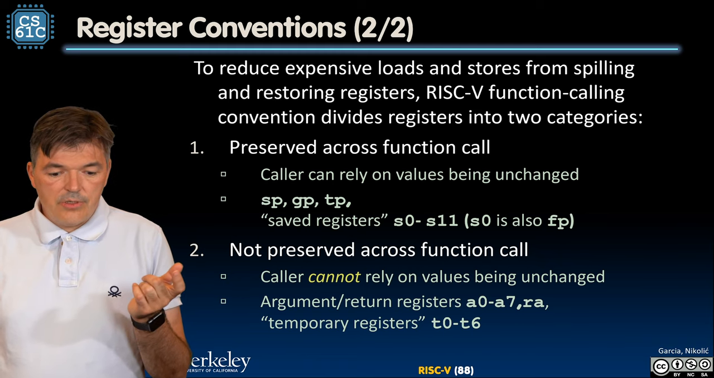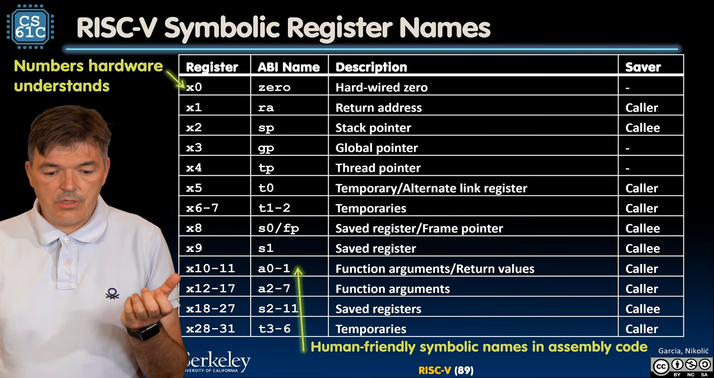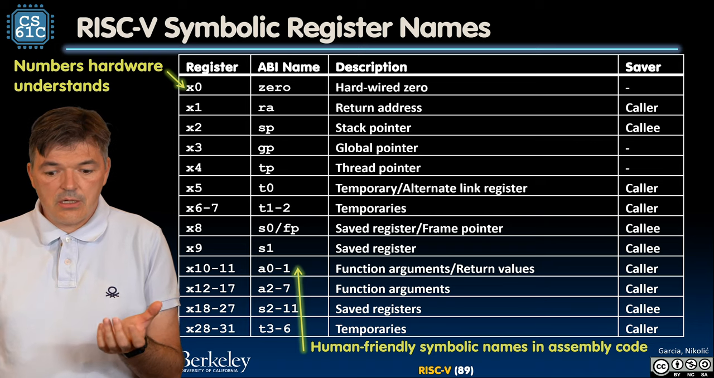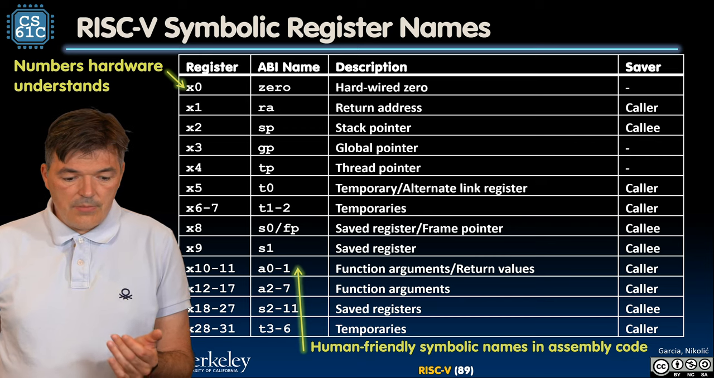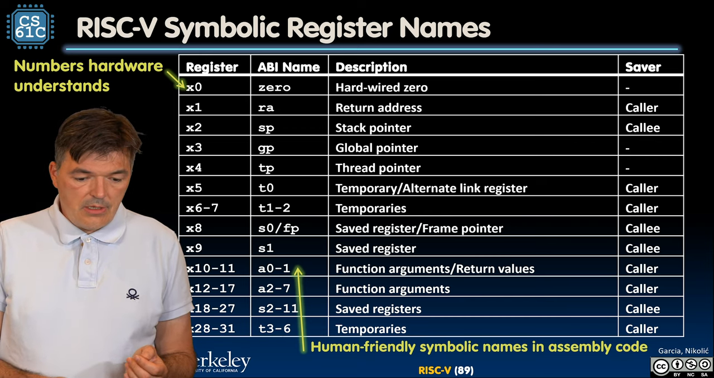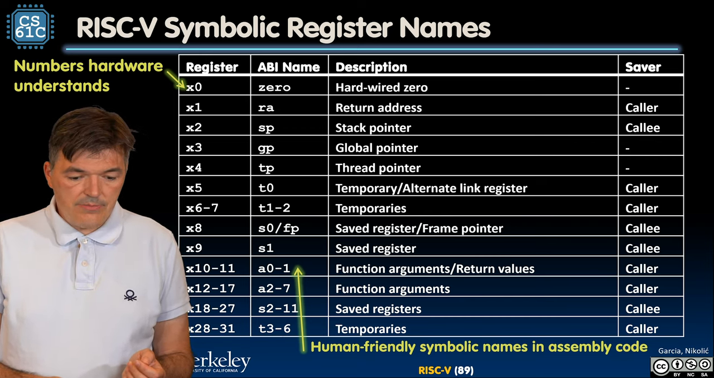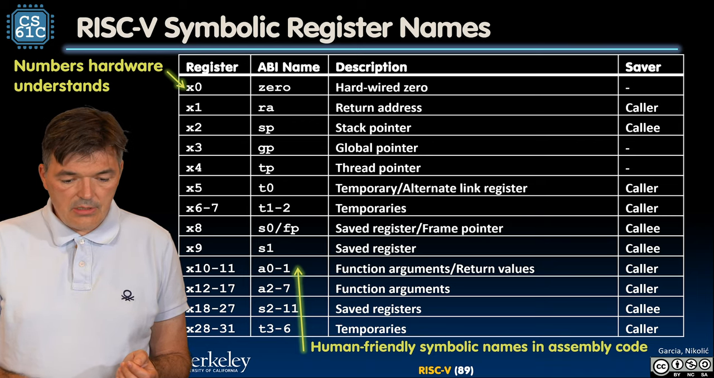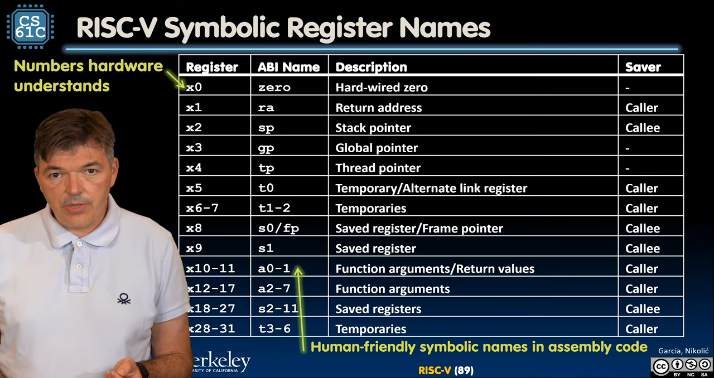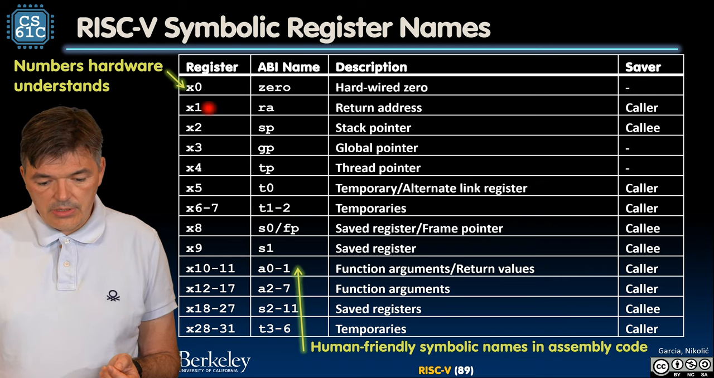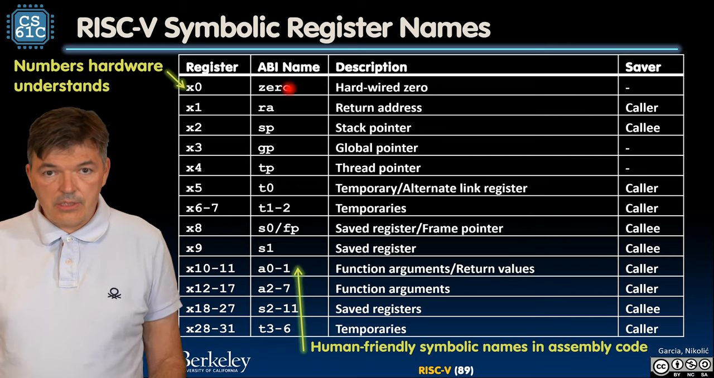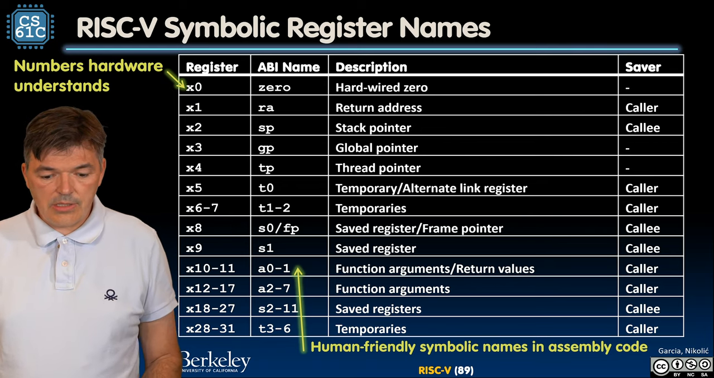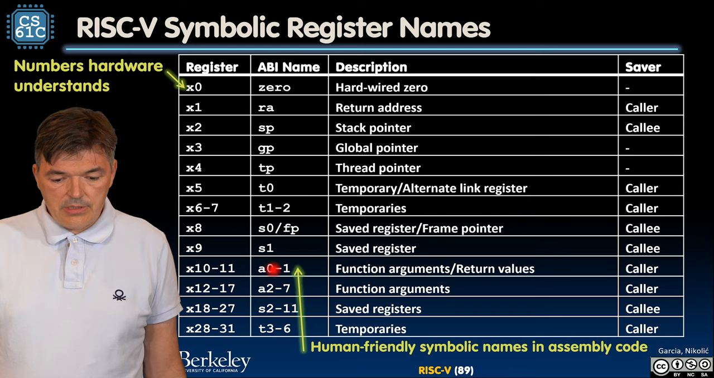So, here is a summary of which registers are saved and which ones are temporary. They have their numbers that hardware understands, and then they have something that is called the application binary interface. These are their symbolic names. These are human-friendly symbolic names in assembly code. That's how you can call them in assembly. And then here are their descriptions.